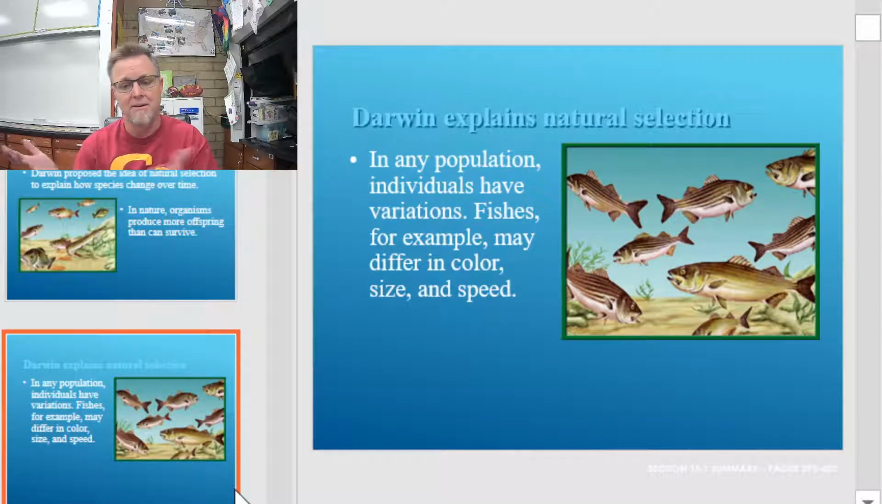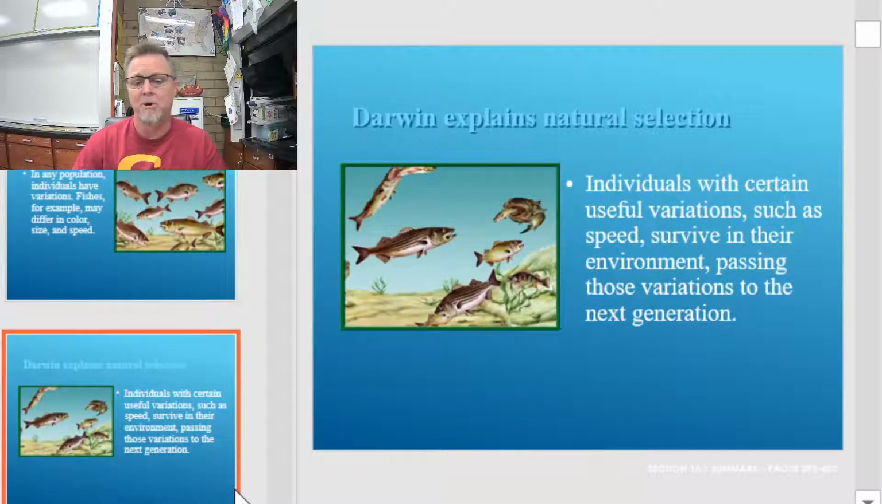Well, in any population, variation also exists. So in these fish, as you look close, you can see that there's big fish, striped fish, non-striped fish, thin fish. The fish are not all clones. Some fish may have variation in color, size, and the speed they can swim. Well, if you employ a selection pressure now, like a predator, individuals with certain useful variations, like camouflage or the ability to swim fast, are going to survive and be able to reproduce, whereas the ones that are not camouflaged or don't swim fast are going to be lunch for the predator.